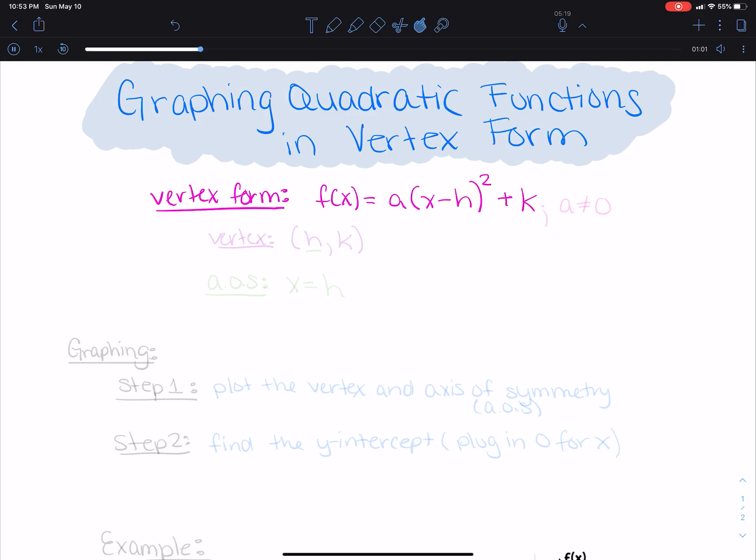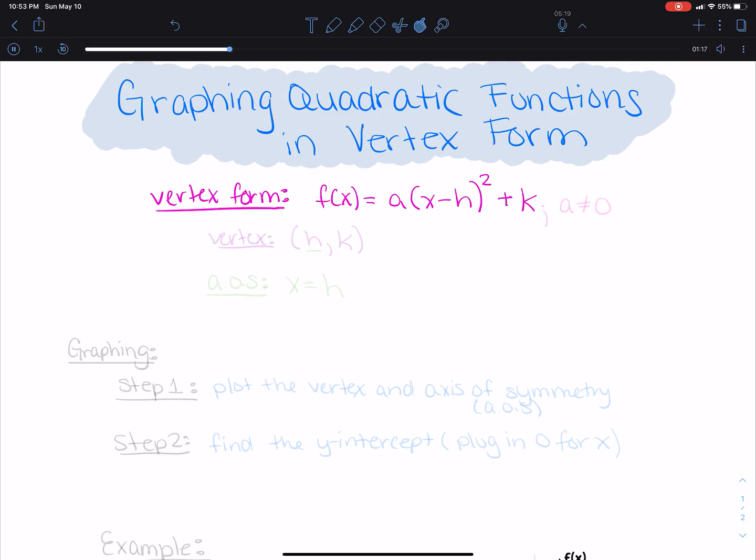One more thing you guys have to remember though is that a cannot equal 0, which makes sense because if a equals 0, because a is being multiplied by this entire set of parentheses, that all goes away and we're just left with k. We don't have a quadratic function anymore.